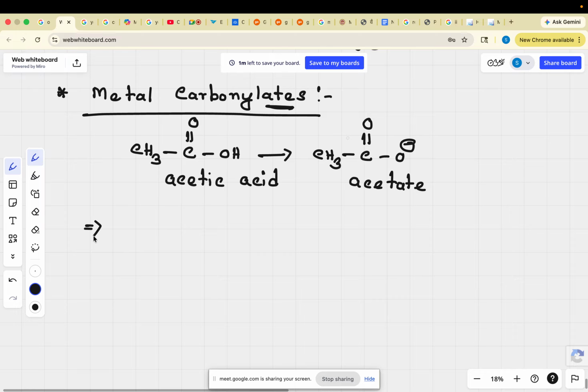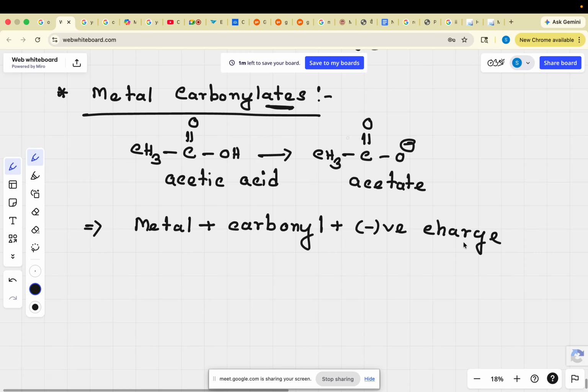Okay, so what are the things you will have in metal carbonylates? First of all you need one metal center. Next you need a carbonyl ligand to be present there. And keep in mind, from this 'ate' term you need some negative charge as well. So if you have a metal center, carbonyl as the ligand, and a negative charge, you can call it metal carbonylates.